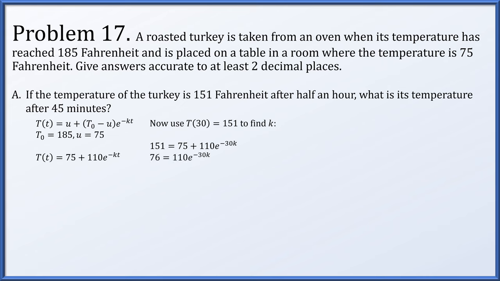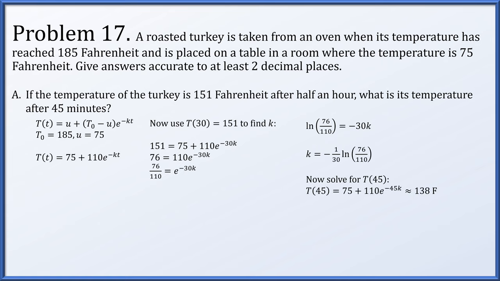Subtracting 75 from both sides, dividing by 110, taking a logarithm and dividing by negative 30, we now have a value for K. K is negative 1/30 times the natural log of 76 over 110. Using this value of K, we can now plug and chug our way to get the temperature at 45 minutes. All we do is take that value of K and set t equal to 45, and if we plug and chug, we get 138 degrees Fahrenheit.